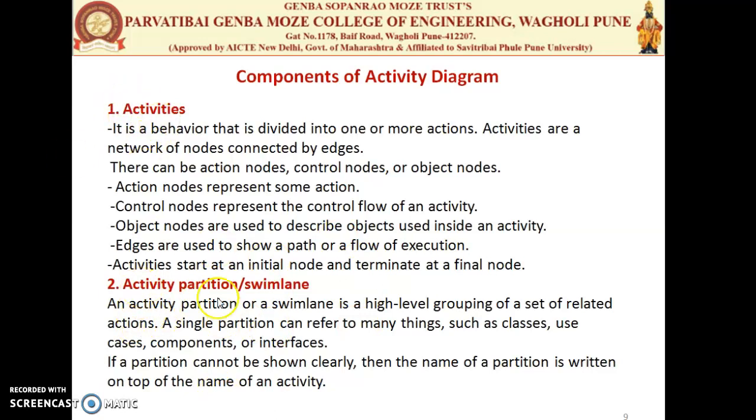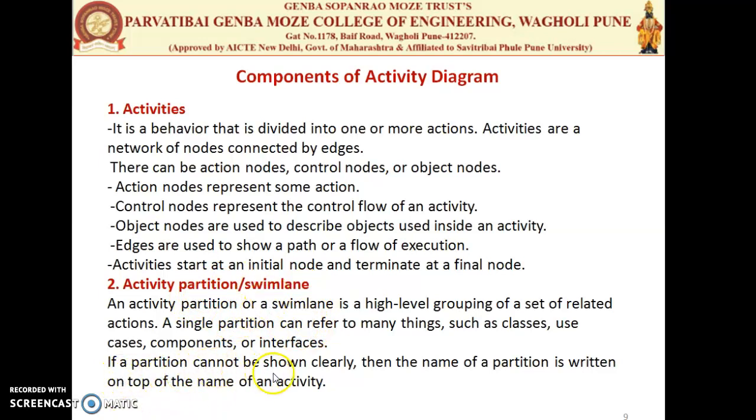The second component is the activity partition, or we can say swim lane. So the activity partition or the swim lane is the high level grouping of a set of related actions. A single partition may refer to many things, such as classes, components, use cases, or interfaces. So whenever there is a set of classes which are performing some similar functionality or having some similar actions, they are grouped into a particular frame, that is also called a partition, or we can also say a swim lane.